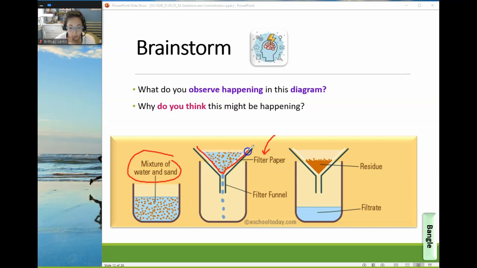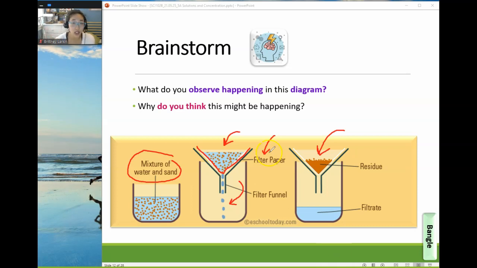So there's a filter paper lining that funnel, and you can see that water is moving through that filter paper and then going through the funnel into the lower container, into the beaker. And then on top, you can see that the sand is not going through that filter paper, so it's kind of staying on top inside of the filter. So for some reason, the filter's allowing the water to go through, but not the sand.